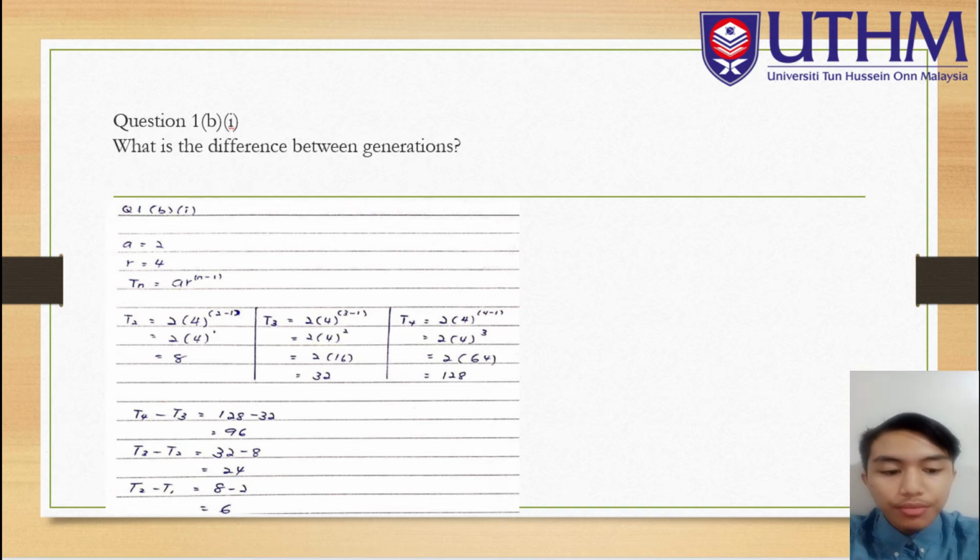First, the difference between the 4th generation and the 3rd generation is 128 minus 32 equals 96, and the third generation minus the second generation, 32 minus 8 equals 24, and the second generation minus the first generation equals 8 minus 2 equals 6.